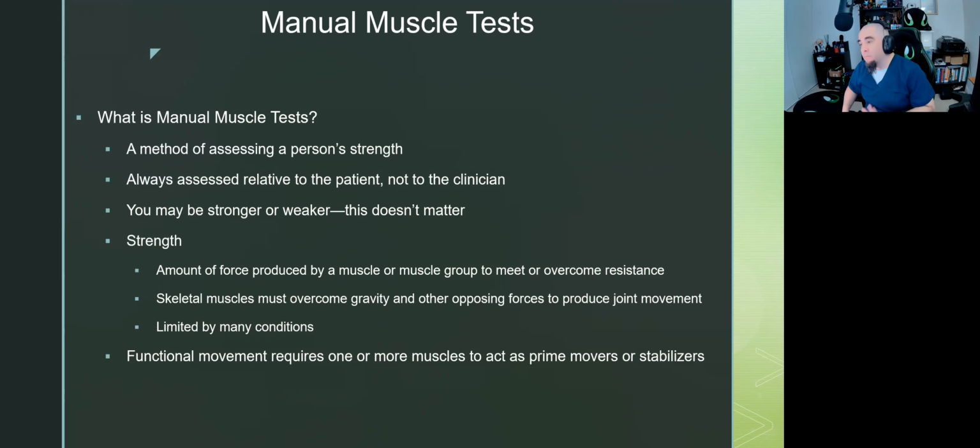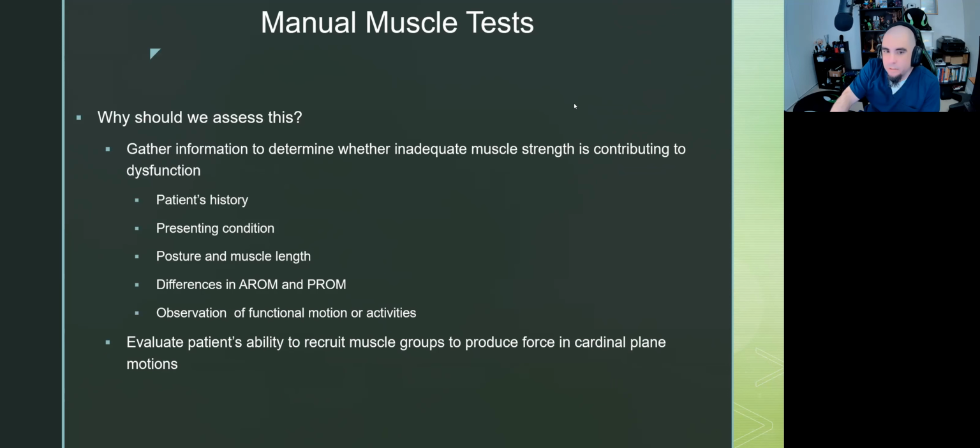And again, the good news is most of our patients, when we're measuring their strength, are actually going to have some type of pathology going on. So they're going to be kind of weak. So it's not like you have to have giant strength in order to overcome and measure their strength. Strength is the amount of force produced by a muscle or muscle group to meet or overcome resistance, right? The first resistance skeletal muscle must overcome is gravity before we can start adding other types of forces. And it can be limited based upon many conditions, right? Functional movement requires one or more muscles to act as prime movers and others to act as stabilizers.